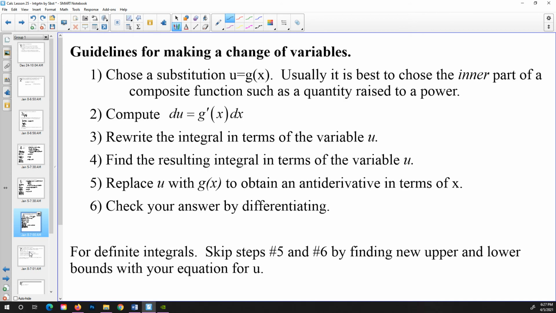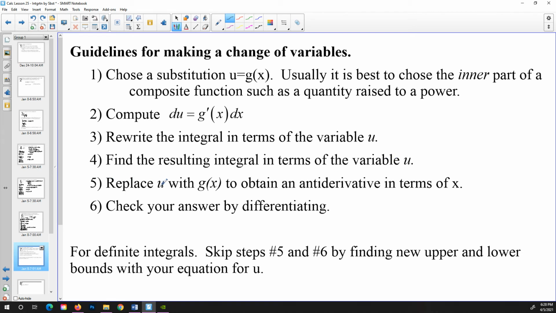Just some guidelines for making change of variables. Choose your substitution u as g of x. Usually best to choose the inner part of a composite function, such as a quantity raised to a power, which is what we've done. We're going to compute du, which will be the derivative of that inner function with respect to x. Rewrite the integral in terms of the variable u. We've done that. We'll find the resulting integral in terms of the variable u.